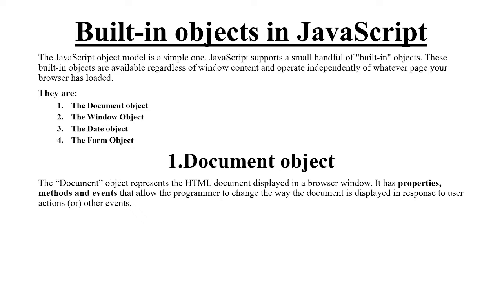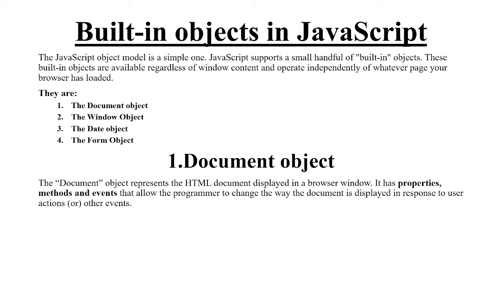The built-in objects supported by JavaScript that I have presented in this video are: the first one is the document object, the second one is the window object, the third one is the date object, and the fourth one is the form object. Now let us look at the document object.